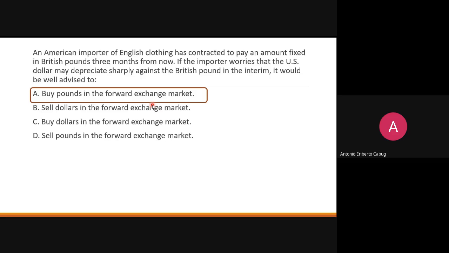While we do not yet need the British pounds, we do not yet need to buy them, what we need to do is to buy pounds only in the forward exchange market. By doing so, the pounds are already fixed in value. The correct answer is letter A. Very good. All of those who answered were able to get it correctly. Now, the best answer is letter A.